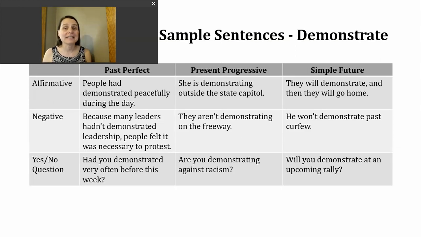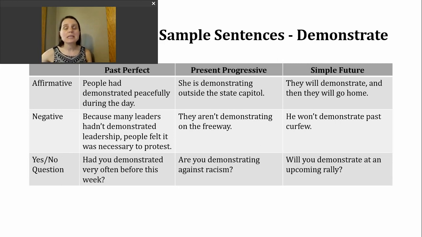Let's look at some sample sentences that use demonstrate. Today, we're going to focus on using the past perfect, the present progressive, and simple future when we make sentences with the verb demonstrate. The past perfect is made by using had and then the participle form of the verb, in this case, demonstrated. And it's going to stay that way no matter what the subject is. So if it's he, she, they, or I, it's always going to be had and then the participle form.